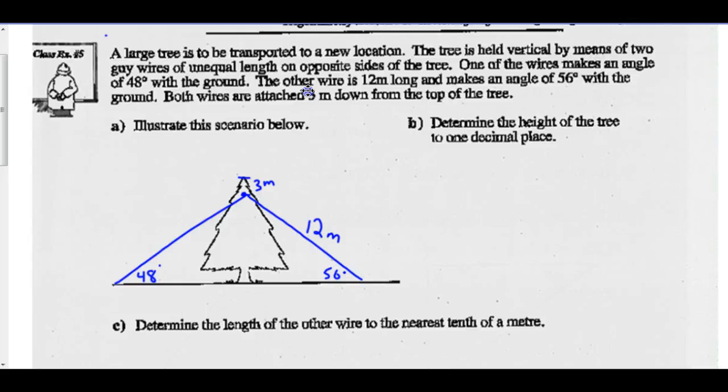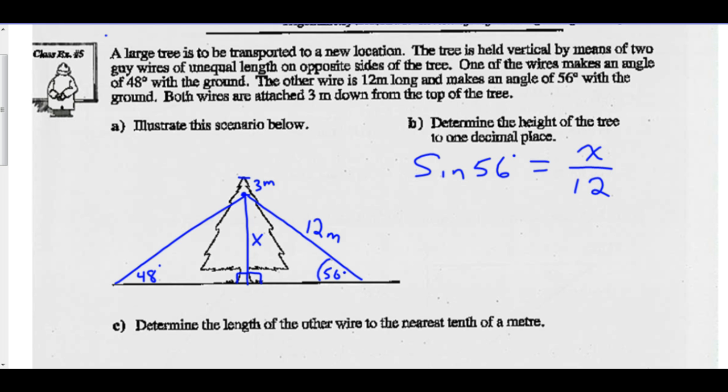Part B, determine the height of the tree to one decimal place. So we're going to say the tree is growing vertically up from the ground, a right angle. That's the same on both sides. Let's find this measurement here, x, which will help us determine the height of the tree. So we are given a reference angle of 56 degrees. I want to find the side opposite, and I know the hypotenuse. So what trig ratio uses opposite and hypotenuse? The sine ratio. So the sine of an angle, our reference angle is 56 degrees, equals opposite over hypotenuse.